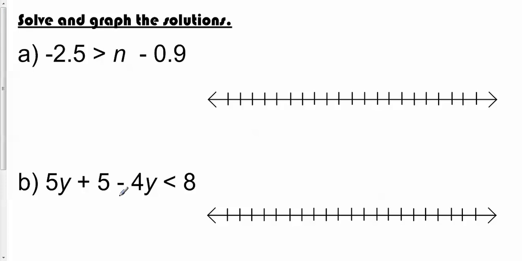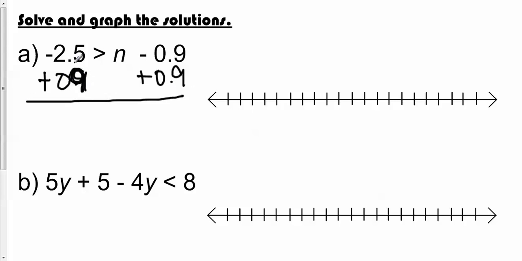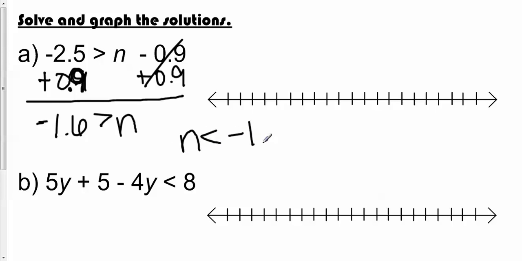Okay, so let's solve these. Our goal is to isolate the variable, so we're going to undo what's happening to the variable. This variable is having 0.9 subtracted from it, so I'm going to add 0.9 to both sides. My tablet's not cooperating very well. So on the left side, -2.5 plus 0.9. They have different signs, so what's actually happening is you're subtracting these, and the difference between 2.5 and 0.9 is 1.6. There are more negatives, so it is -1.6, greater than. This cancels, and there's n. I like to have the variable on the left side of the symbol, so I'm going to rewrite that as n is less than -1.6.